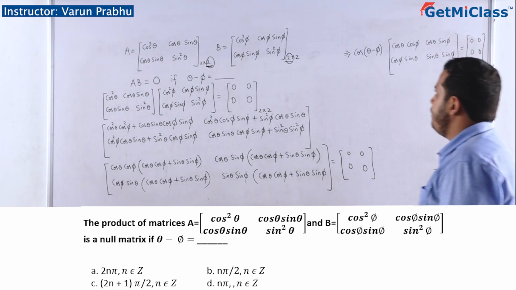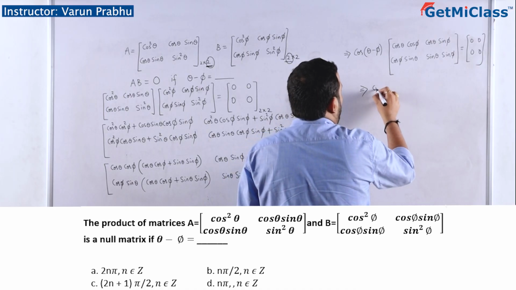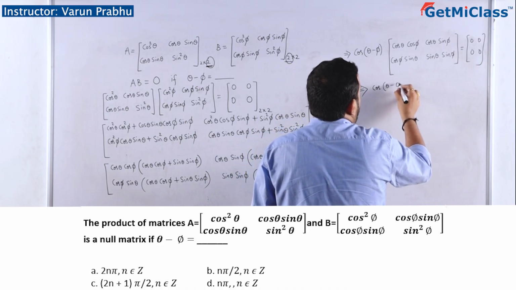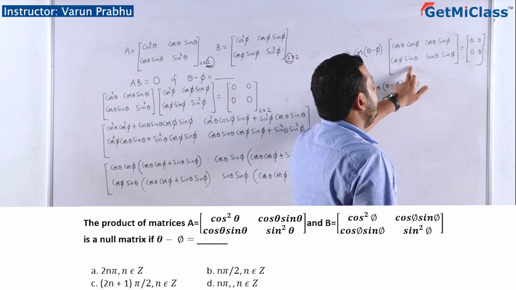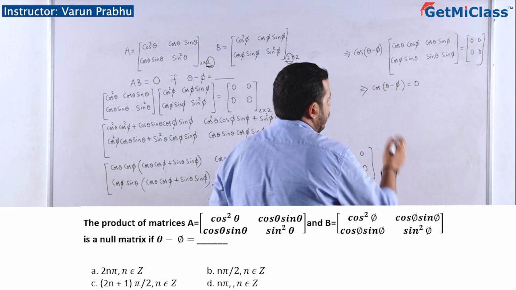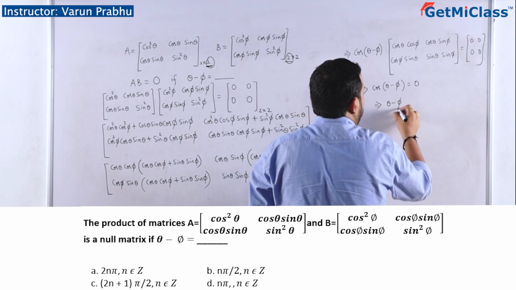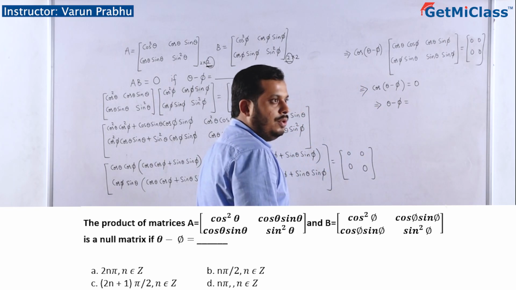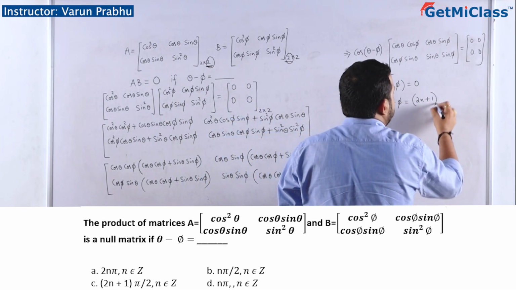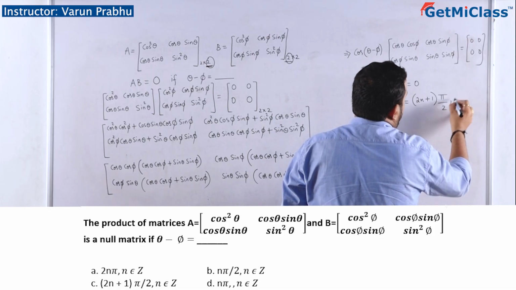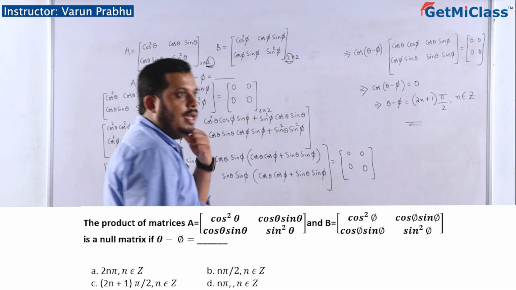Are you getting it? So what can be the implication? This means to say that cos of theta minus phi should be equal to 0. Multiplication of this part into a matrix will give you 0 0 0 0. This further implies theta minus phi, when will cos value become 0? Cos value will become 0 only when theta minus phi is an odd multiple of pi by 2, where n belongs to the set of integers. Is it okay? This will be the answer to the question.